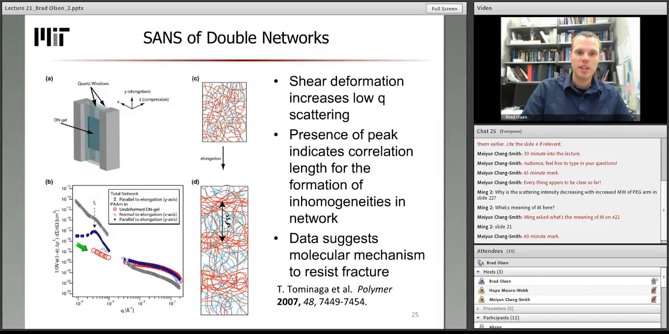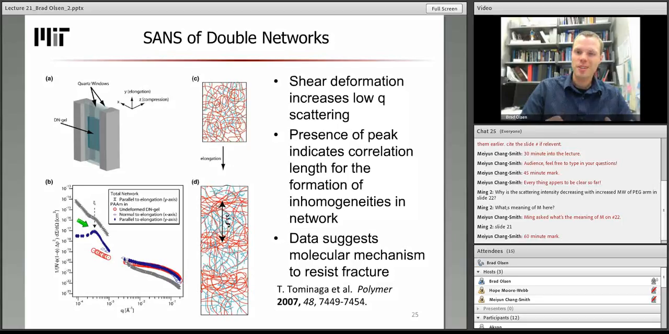But upon deformation, they see a big increase in the low Q scattering, and they've analyzed this in two directions, parallel to the elongation direction, and normal to the elongation direction. What they see is that parallel to the elongation direction, they actually see an increase in the low Q scattering and the formation of a peak in the material. And this peak is indicative of a correlation length that's formed within the structure of the gel, and that's not present in the gel as prepared.